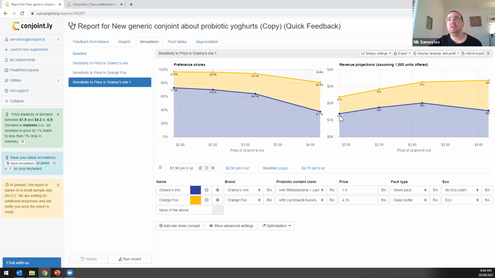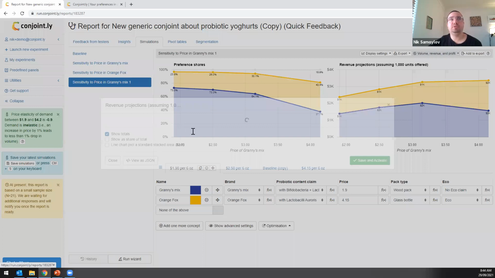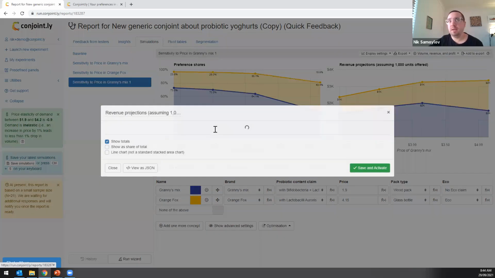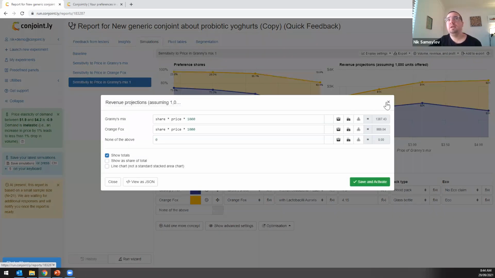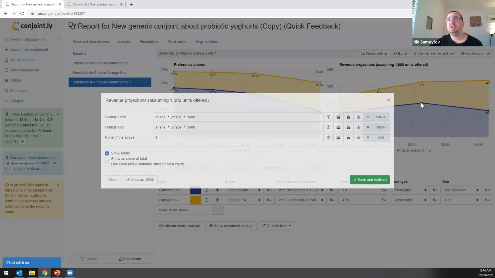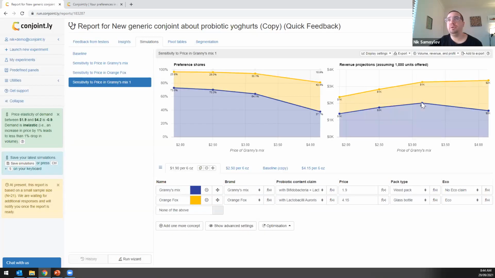So we see what is the projected revenue. It's calculated simply as the preference share multiplied by price multiplied by just some hypothetical number of units sold. We put 1,000 typically just to make the scale look good. So we can see here that at this point it's 315. So probably what we are originally offering, that's the point that maximizes our revenue.